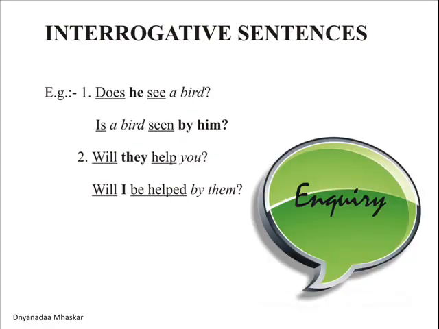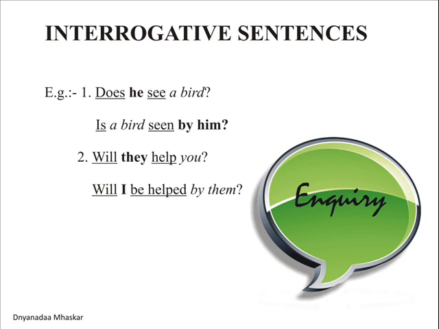Let us see the second kind of sentences, that is interrogative sentences. Here I have taken the questions beginning with auxiliary verbs. Let us see the first one. Does he see a bird? Okay, does is the auxiliary verb, see is the main verb, he is the subject, and bird is the object.